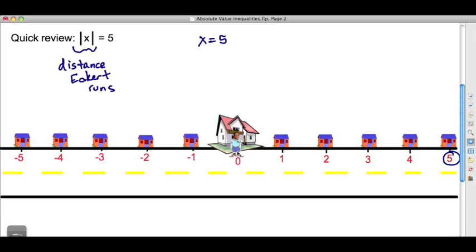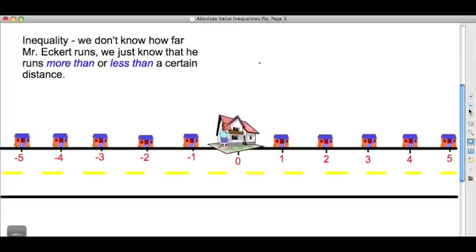But we can remember that's not the only way I could run. I could also run this way, and that's 5 miles. So we know that Eckert also ends up at -5 on the number line. And that gives us two answers. An absolute value, a distance that I run, can leave us at 5, and it can leave us at -5, both of those.